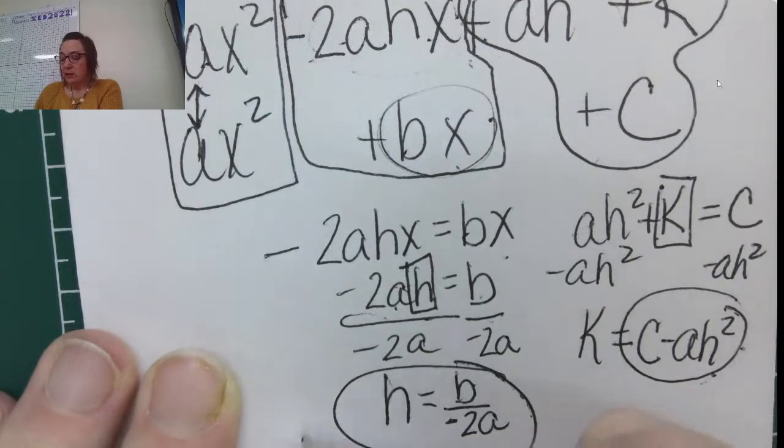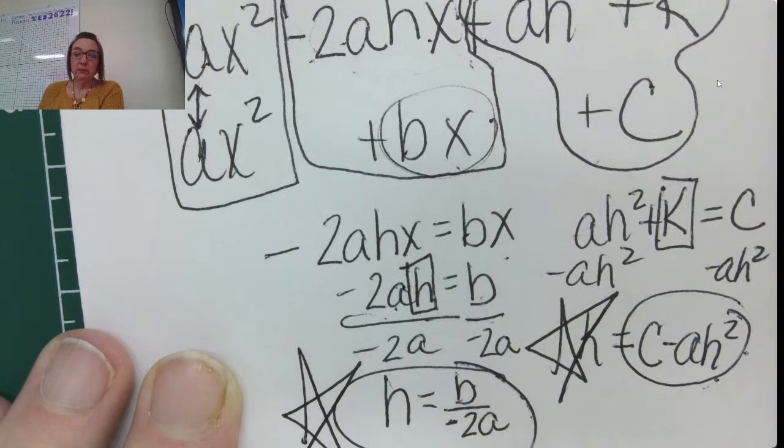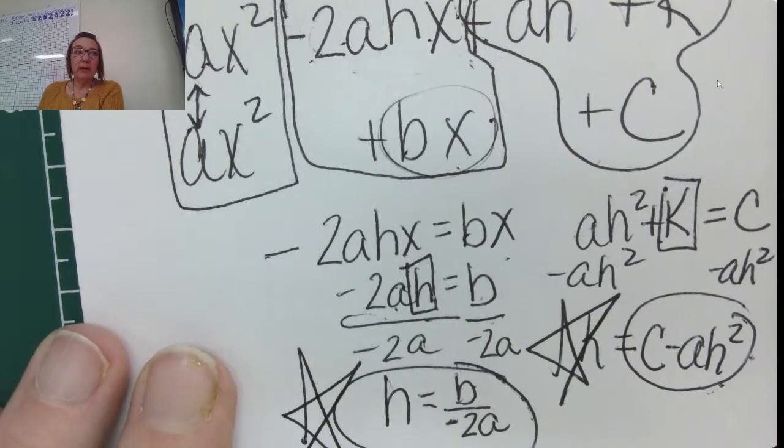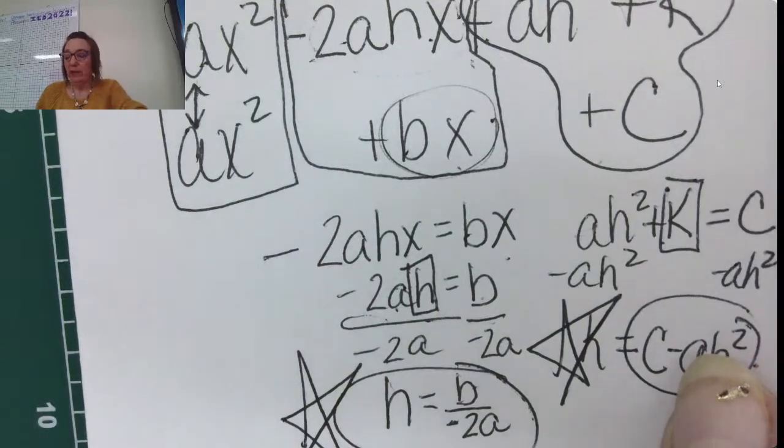Okay, these two, this and this, you need to make sure you have written down. h is equal to b over negative 2a, and k is equal to c minus ah squared. And I'll rewrite them if you need me to.